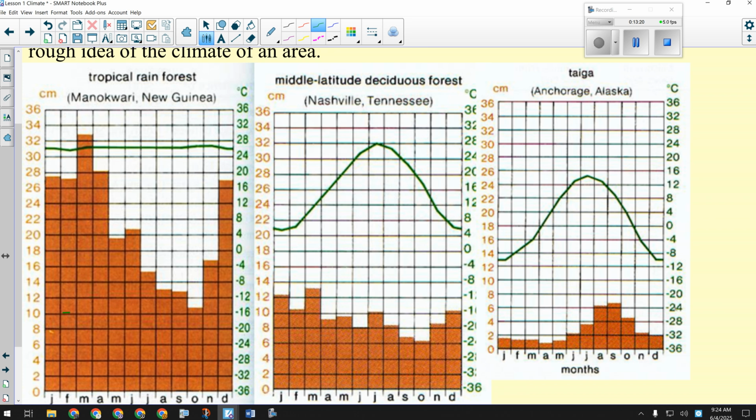Now, in Nashville, it's pretty mild. In the winter, it's still above 0. Their coldest months are about 6 degrees Celsius, and their hottest month is like 28. I mean, the summertime is hot and humid there. It's pretty miserable, actually. Okay, what do you notice about the rainfall? It's lower, but is it even?